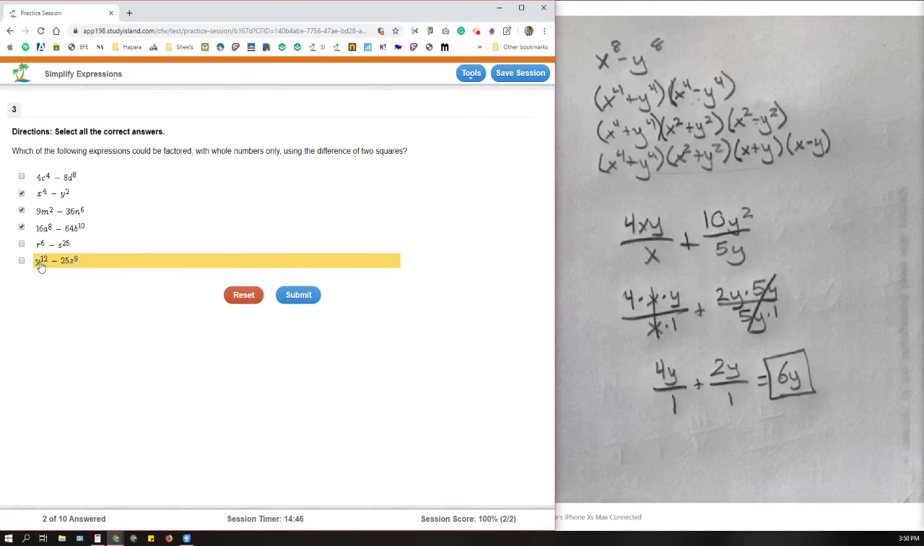Finally, down here, y to the 12th, that's y to the 6th times y to the 6th, so that's a perfect square. 25z to the 9th, that is not a perfect square. 25 is 5 times 5, but z to the 9th, that doesn't work. That's an odd numbered exponent.